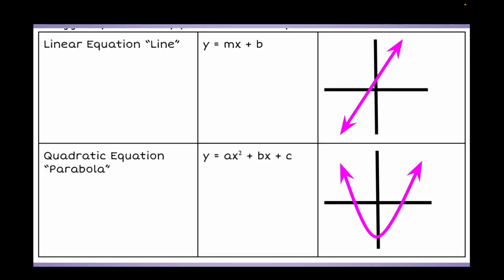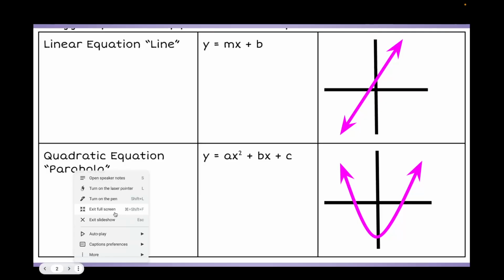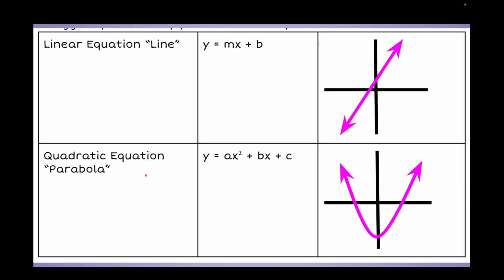But a little review. This is back in Algebra 1. You had linear equations. They looked like this. They made lines. Now we're in Algebra 2. We have quadratic equations that look like this. They have an x squared term, and they graph out to become parabolas.